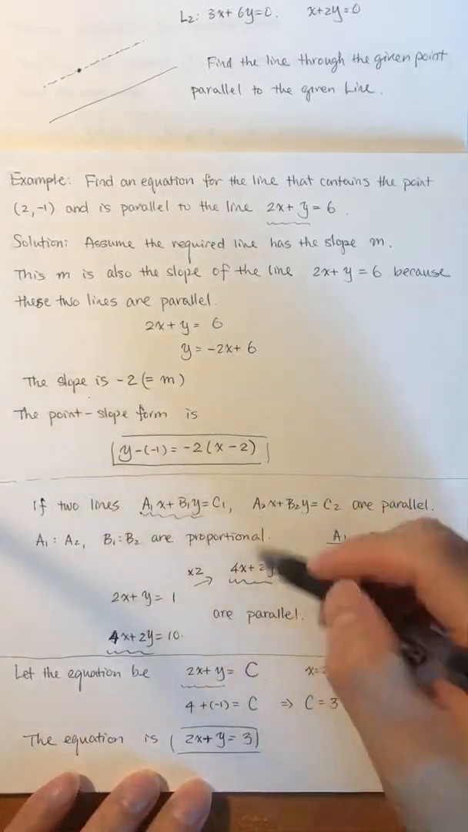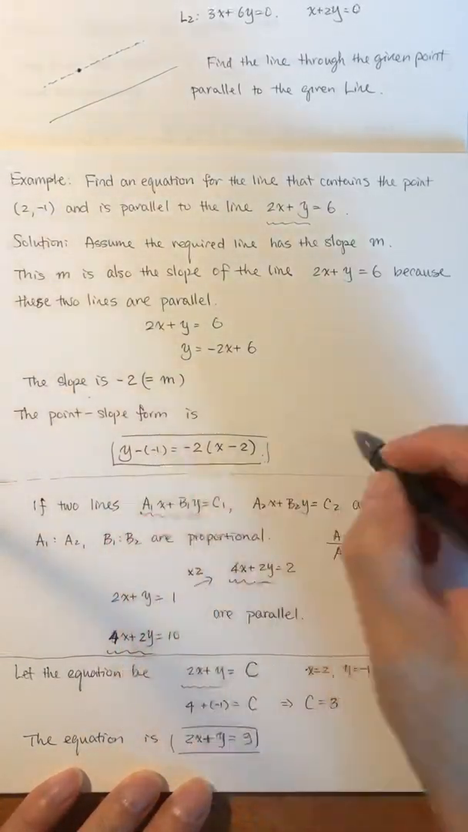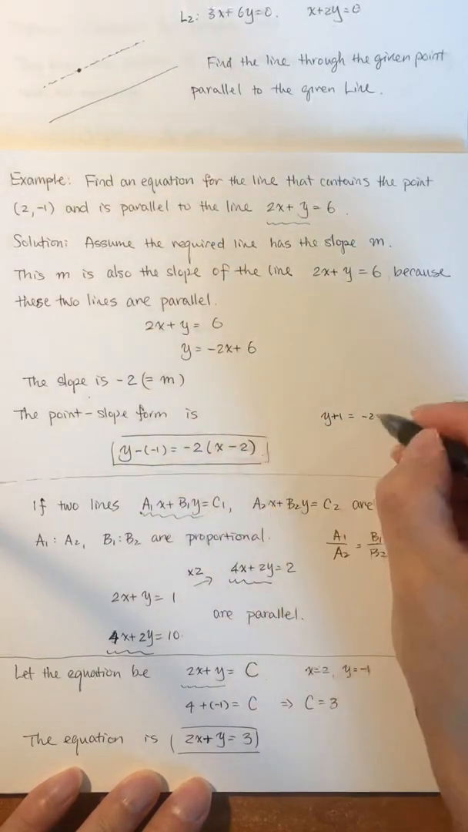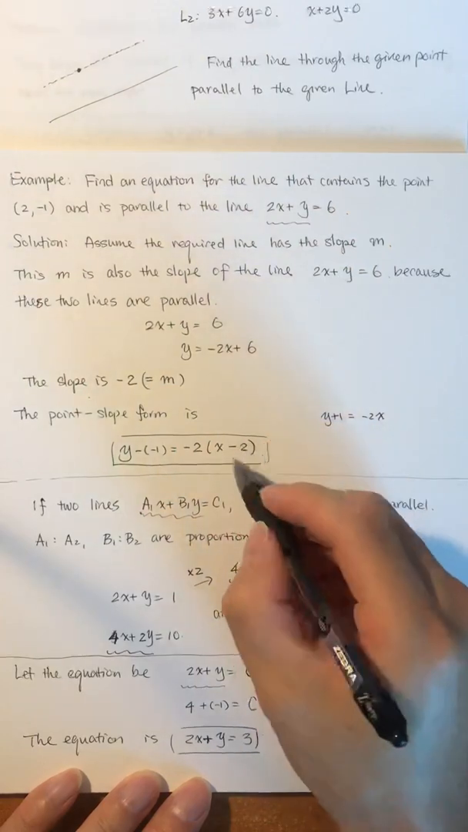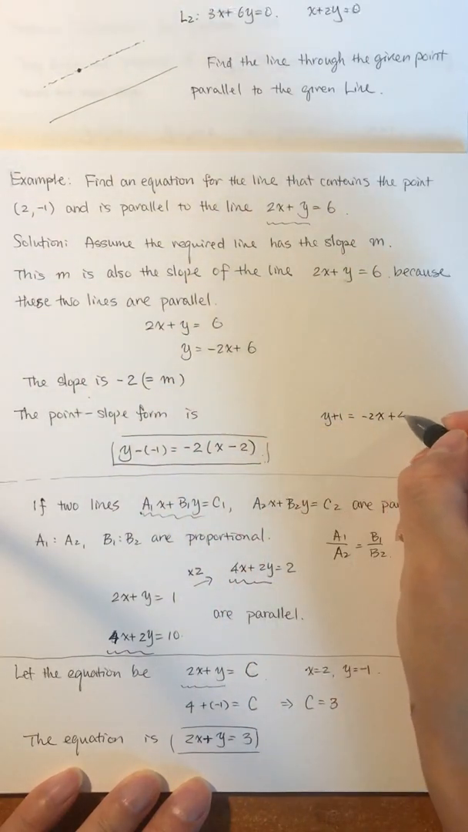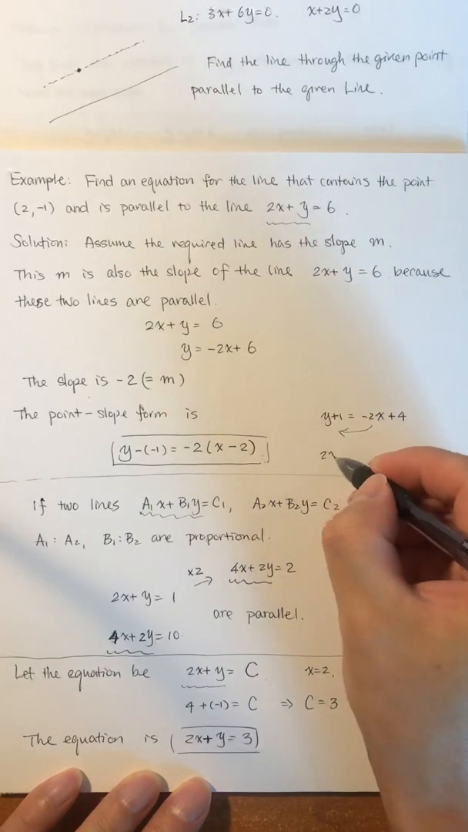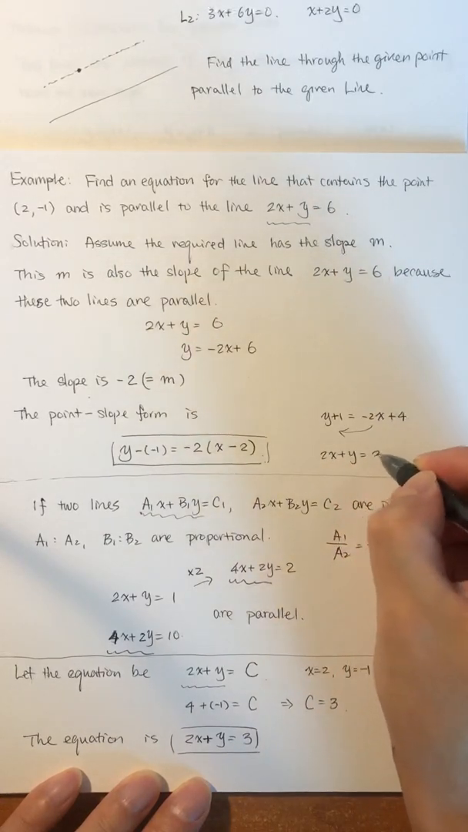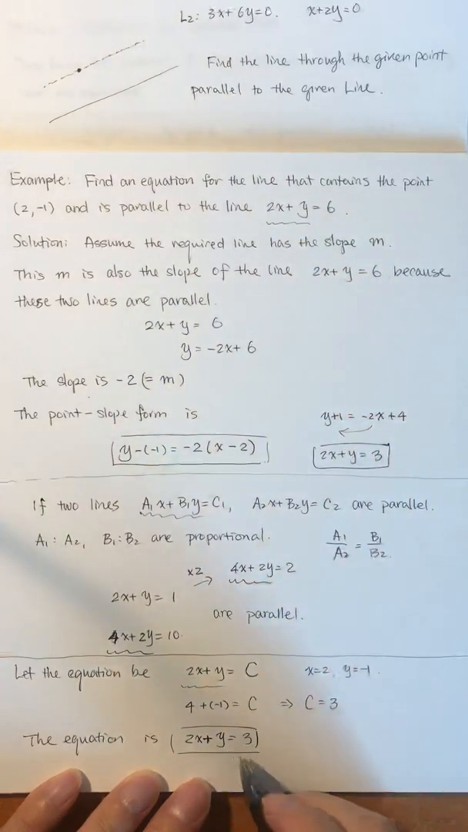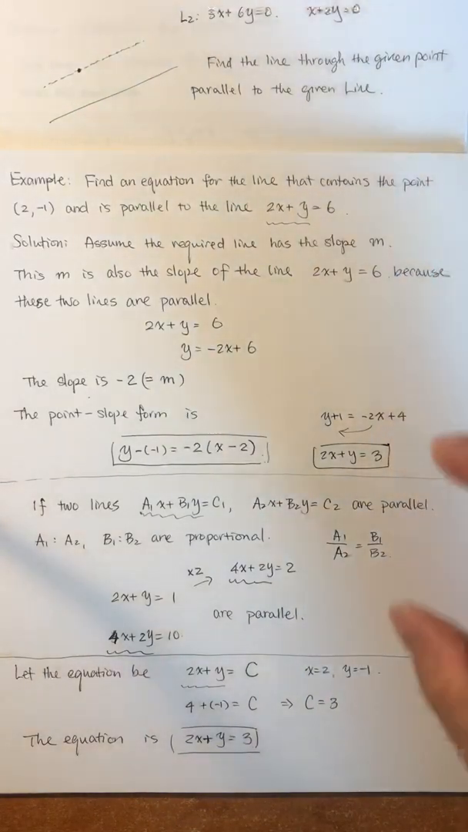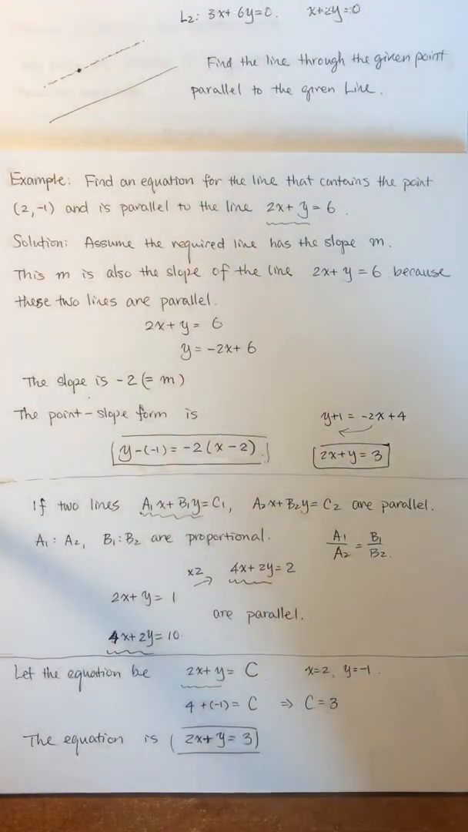We can show they are the same thing. So from here, y minus -1 is y plus 1. -2 times x is -2x. -2 times -2 is plus 4. So you move 2x to the left side, 1 to the right side, and it is 2x plus y is equal to 3. See, they are exactly the same thing. I have method 1 and method 2. It's up to you which to use in the exam.